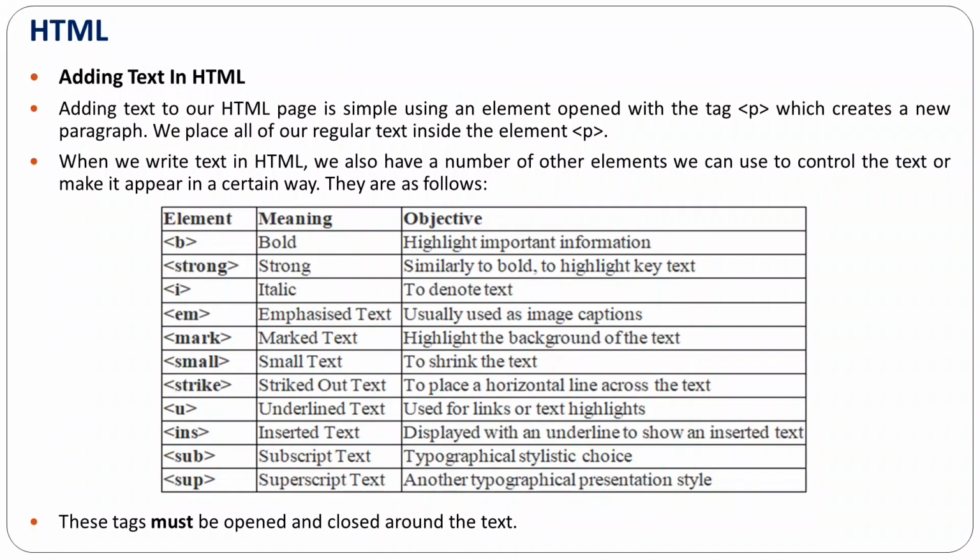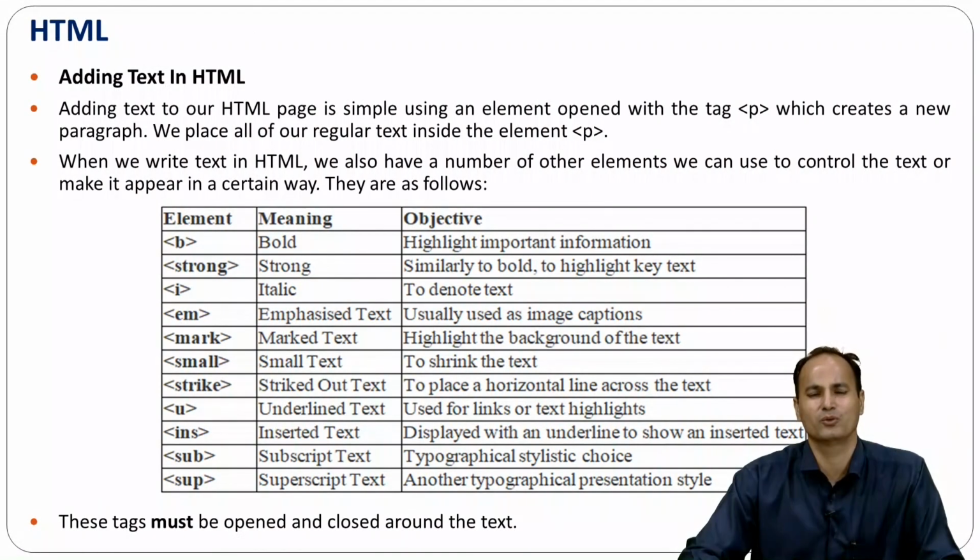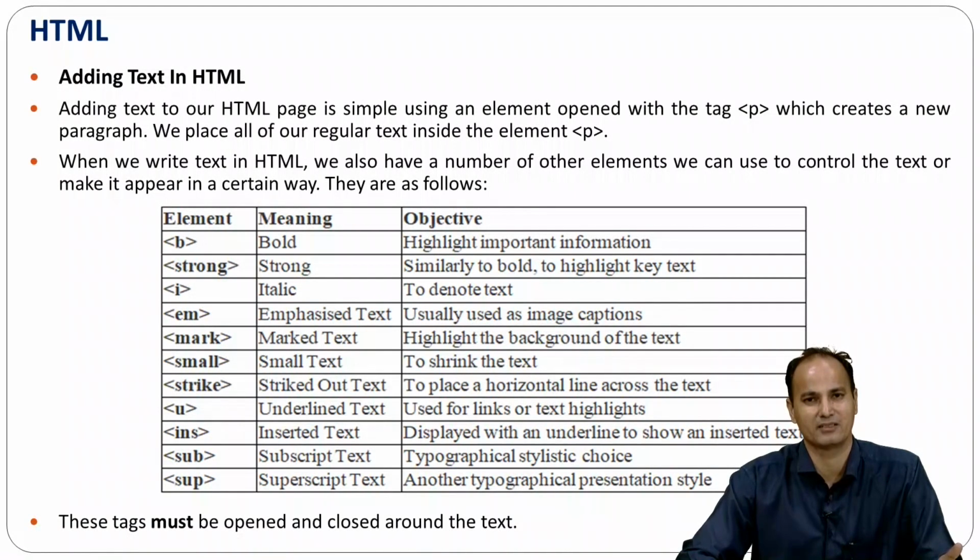Moving next, adding text in HTML. After learning the headers concept, if you want to design or format your content in a web page, there are various HTML elements or tags available to format it. B stands for bold, strong has the same meaning as bold. I stands for italic, to format your text in italic. Em is for emphasizing a particular text. Mark means highlighting the background of the text especially.